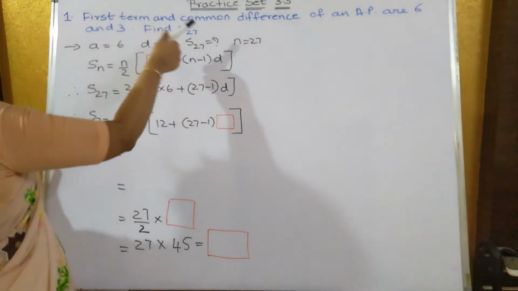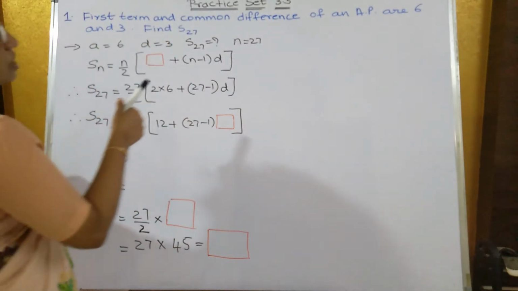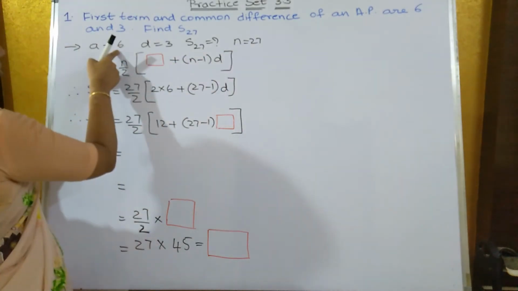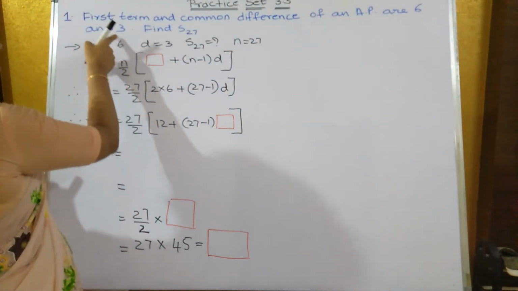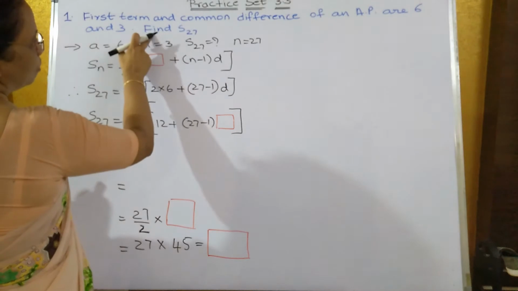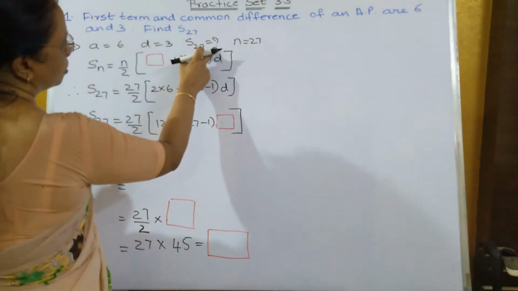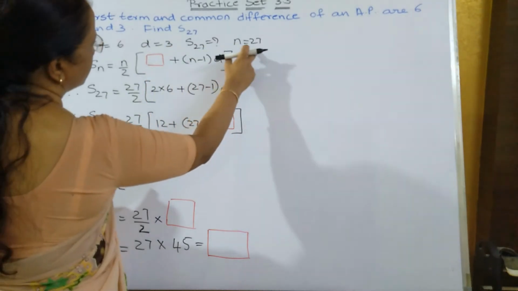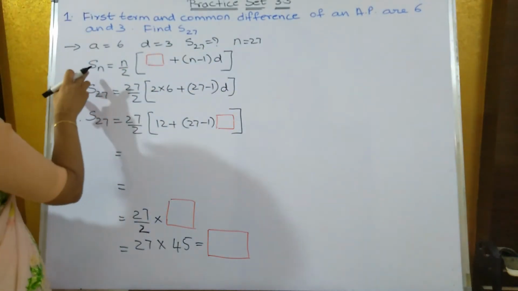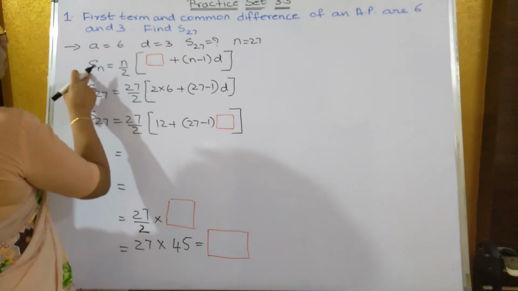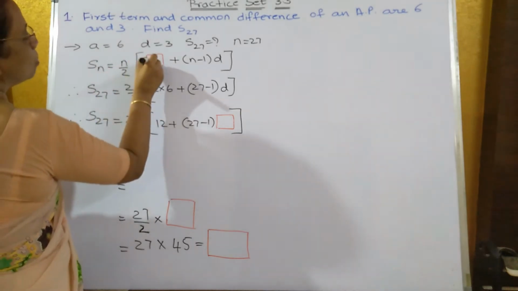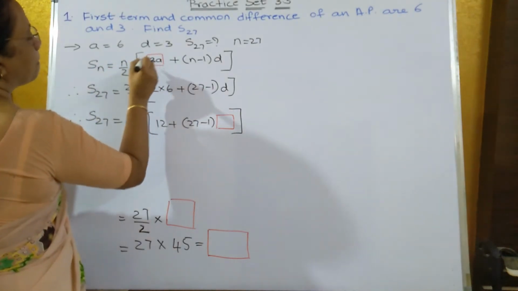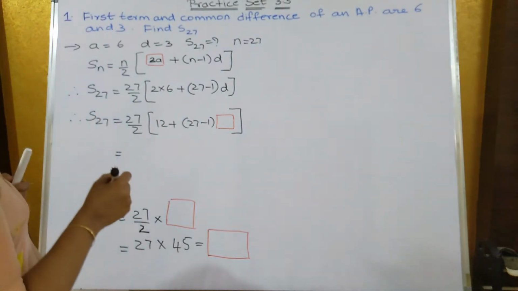First term and the common difference are given. First term is 6, so a is equal to 6, and the common difference is 3, so d is equal to 3. We have to find out S27. Since we have to find S27, n is equal to 27. Therefore, the formula is Sn is equal to n upon 2 into (2a plus (n minus 1) into d).